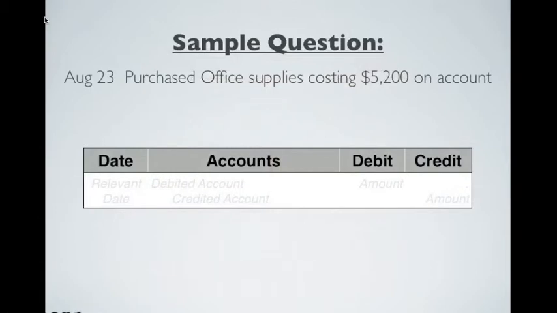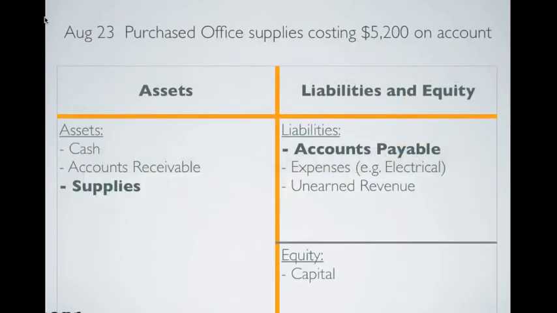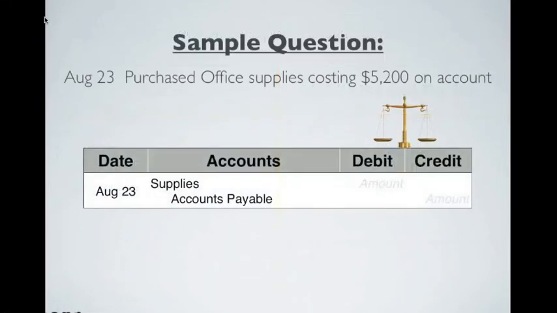Going on to the sample question, in August 23, purchase office supplies costing $5,200 on accounts. You put in the date, which is the 23rd, and then you think, right, you're dealing with supplies and accounts payable. Supplies is going to go up, so you have to debit them because they're on the asset side, and the accounts payable is going to go up, so you have to credit them because they're on the liability side. Therefore, supplies, accounts payable, put in the $5,200 on both sides, and that is what it will look like.